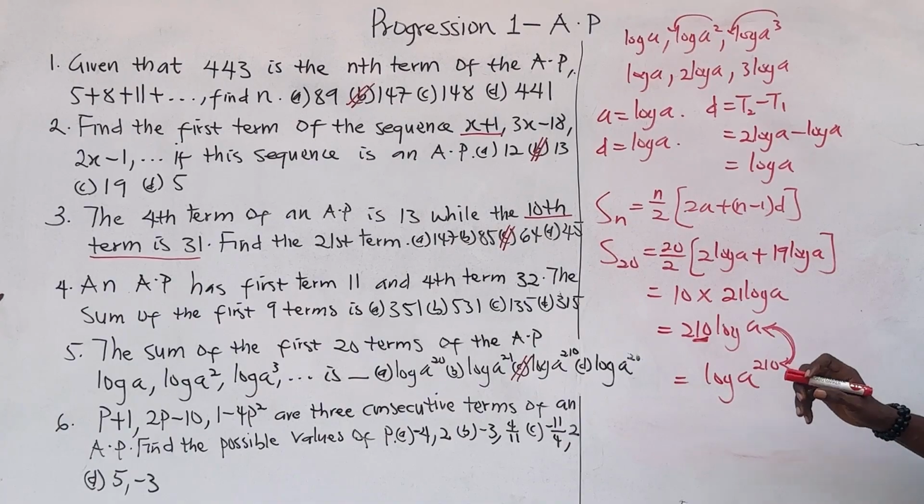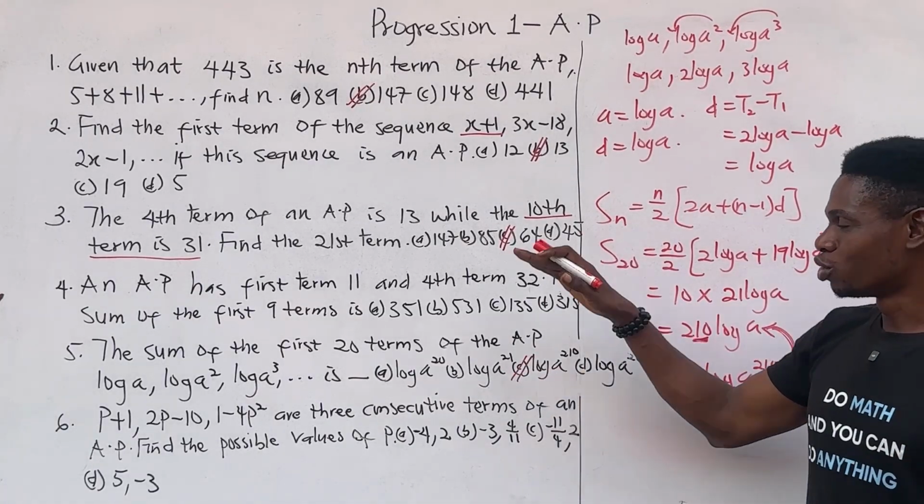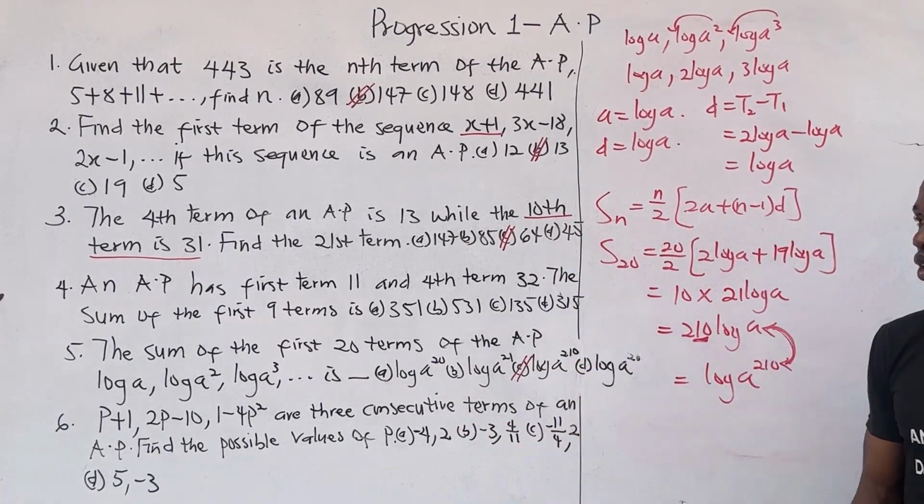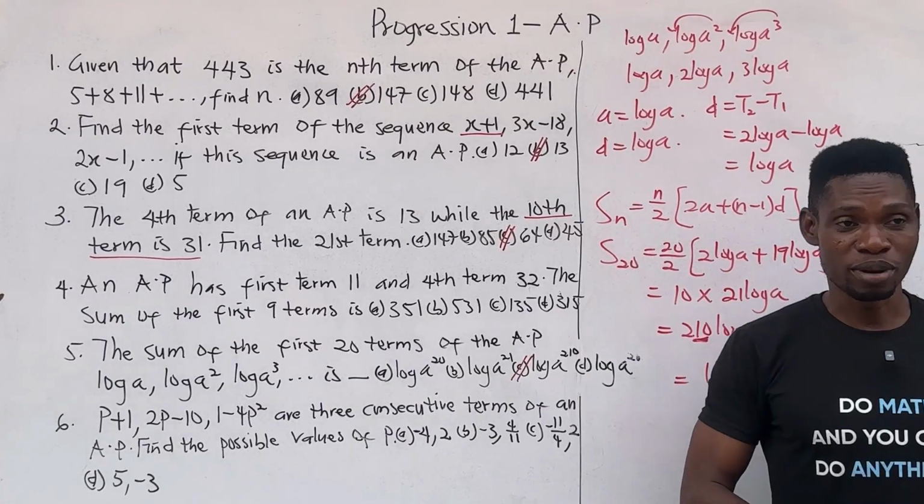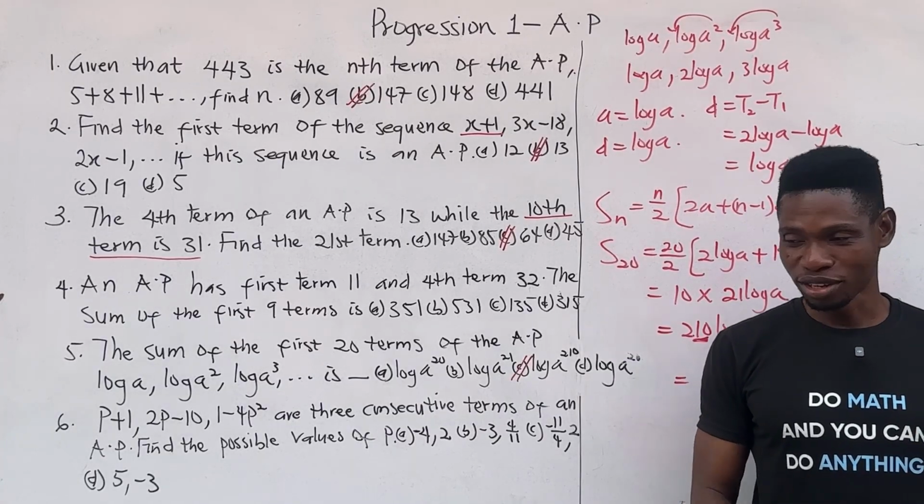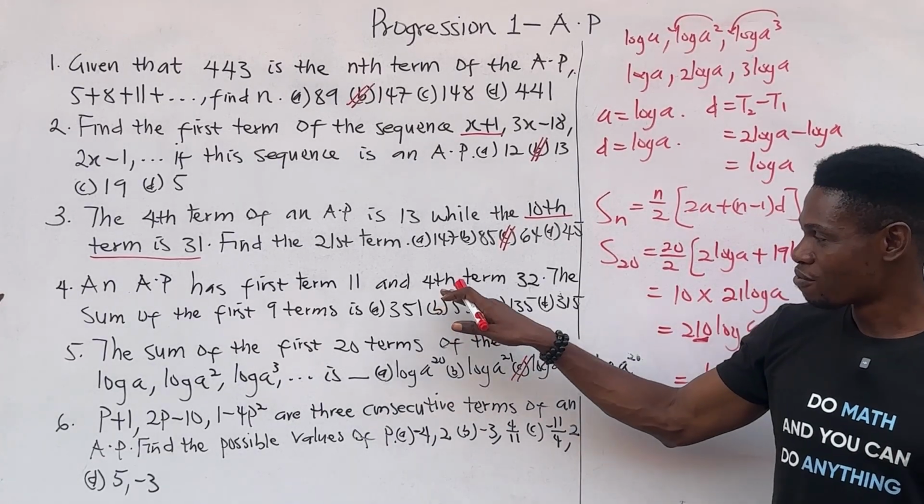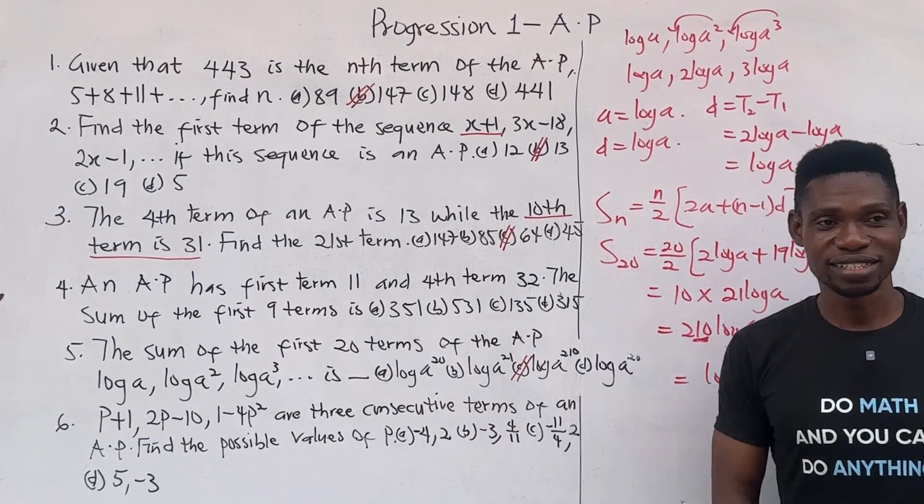Okay, so the number 4 that I skipped earlier, I would do it, and then I'll allow you to do number 6. I'm waiting for your answer to number 6 in the comment section. So just calm down, relax. Let me do number 4, and then you do number 6.